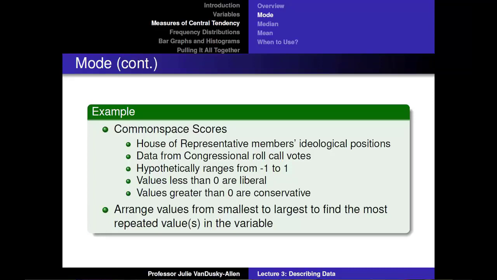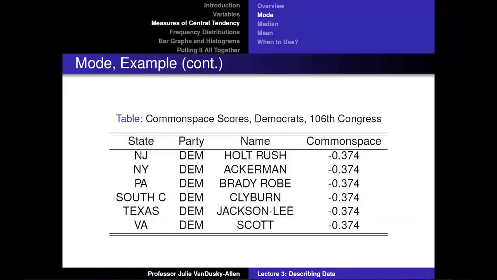Commonspace scores measure House members' ideological position by using roll call votes. Commonspace scores range from -1 to 1, with values less than 0 being liberal and values greater than 0 being conservative. In this particular example, I ordered the data from smallest to largest, and I found two modes.